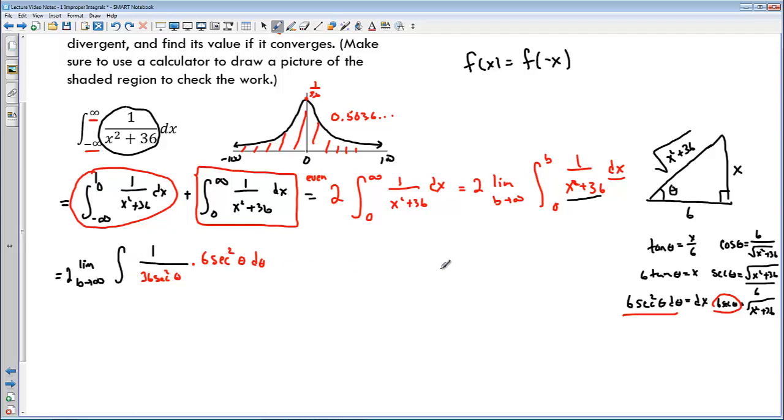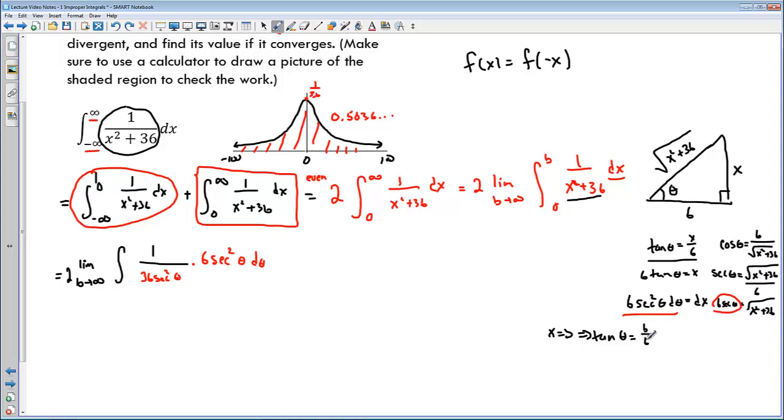And I got to change these limits of integration. So over here I have to think a little bit. What happens when x is equal to b? If x is equal to b here, because that's what x is, what happens over here? Well, this implies that tan of theta, just use this top thing right here, tan of theta is equal to b over 6.